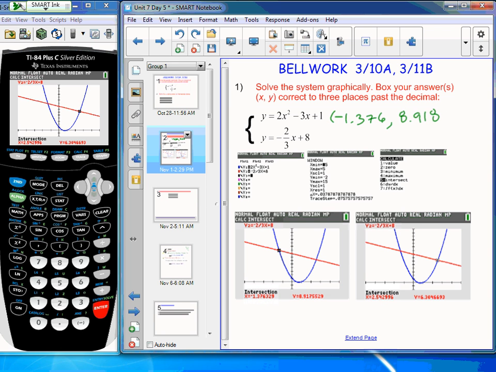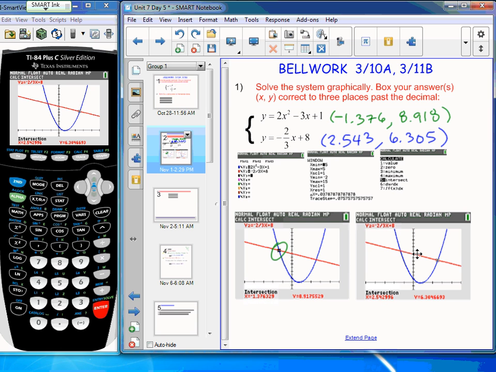8.918. Raise your hand if you had found this left solution point in green. You found the left solution point in green? Good job, you guys. And the right one, I'll do in blue, and that was about 2.543, comma, 6.305.